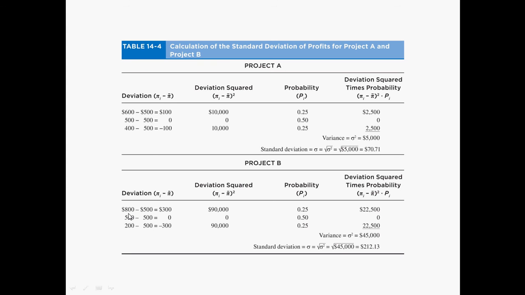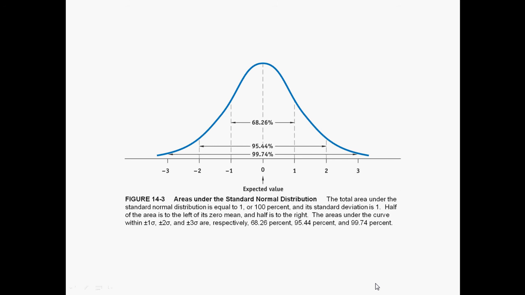Now, let's do it for the other project. 800 minus 500, 300. 500 minus 500, 0. 200 minus 500, negative 300. Square both of those, 90,000, 90,000. Multiply them by the probabilities of the three states of the world, and we get 22,500, 22,500. That adds up to 45,000. Take the square root, 212 and 13 cents. So this is a project with an expected profit of 500 and a standard deviation of $212.13. This project is riskier. That's what the standard deviation tells you. You can't get that from the mean. The means are the same. But you can get from the standard deviation which project is riskier. So the standard deviation serves as a measure of risk.